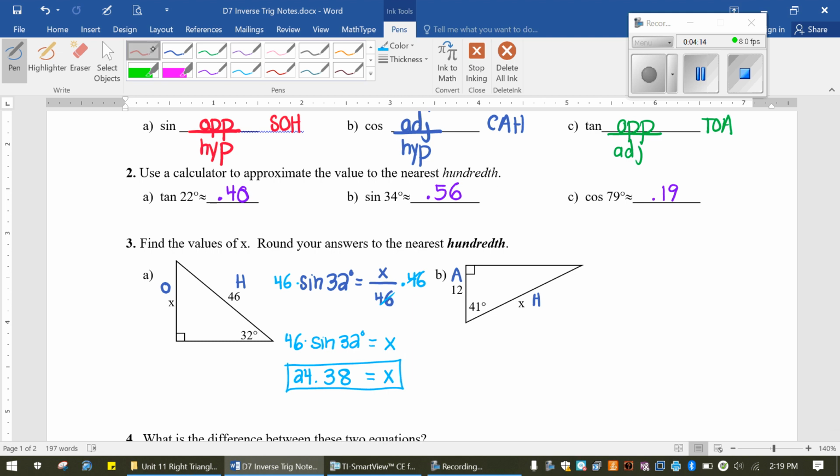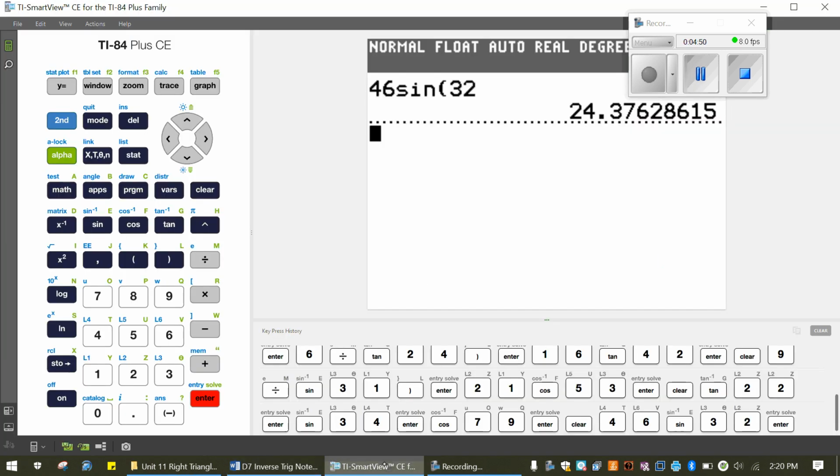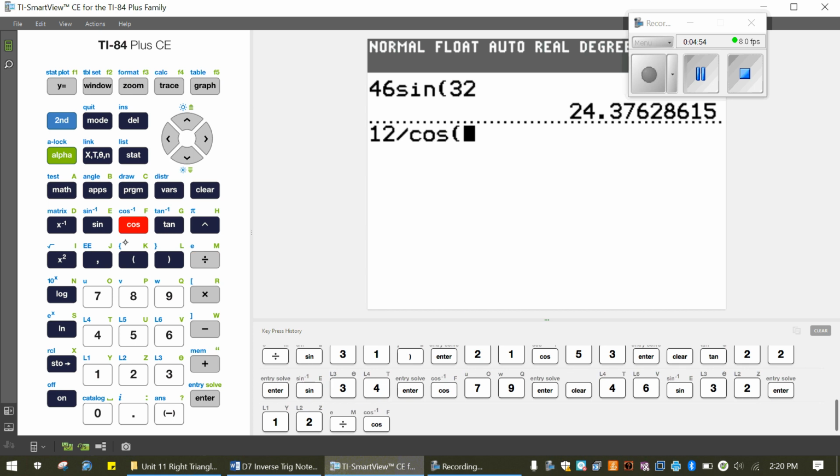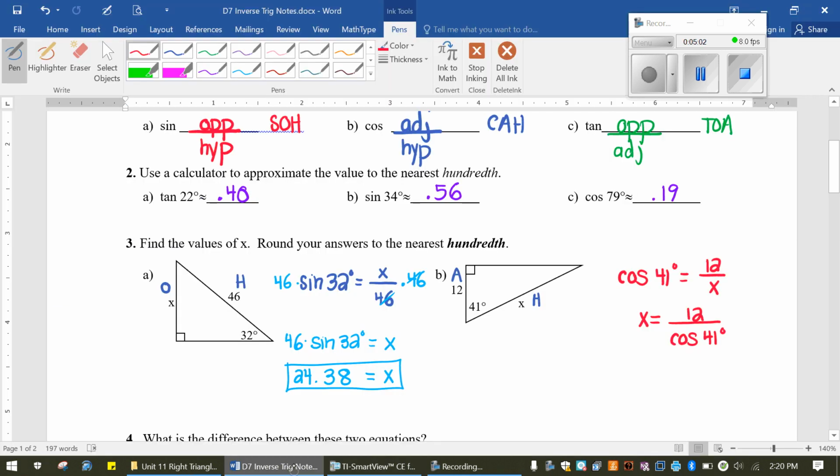All right, and then looking at part B. This one has adjacent and hypotenuse. That's cosine. So cosine of 41 degrees equals adjacent over hypotenuse. When your variable is in the denominator, the shortcut that we use is to switch the x and the cosine of 41, because you will end up dividing by that trig function in order to get x alone. So we're going to do 12 divided by the cosine of 41. That's 15.90. So x is 15.90.